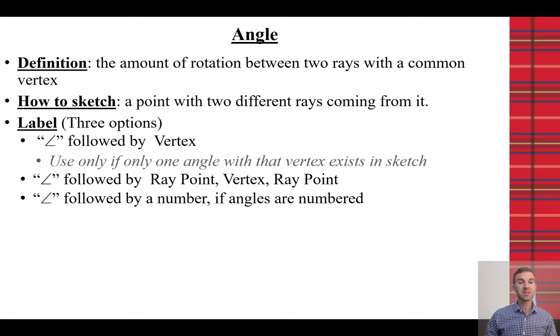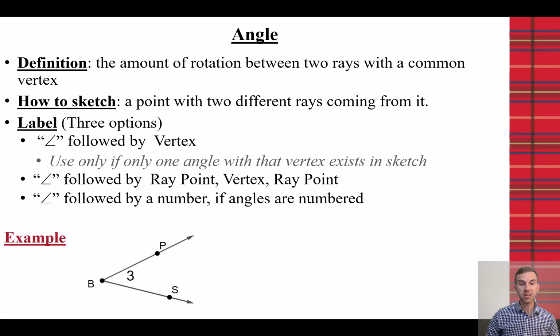Now, we can label this in three different ways. We can either use the angle with the vertex, that's only if one angle exists. We could use the angle with 2 points and the vertex, where the vertex is always in the middle, or we can use the angle with a number if the angles are numbered. So there are multiple ways we can potentially label our angles.